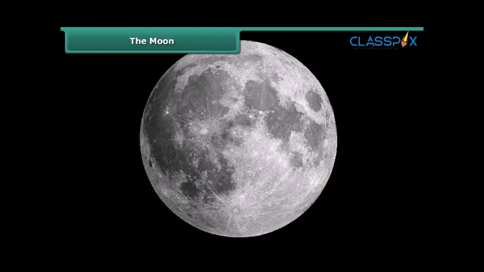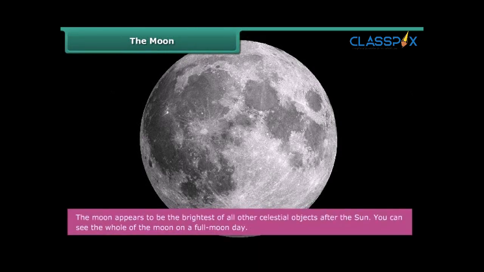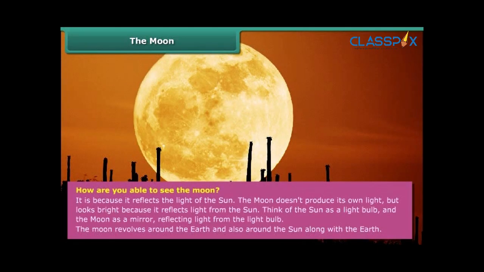The moon. The moon appears to be the brightest of all other celestial objects after the sun. You can see the whole of the moon on a full moon day. How are you able to see the moon? It is because it reflects the light of the sun. The moon does not produce its own light, but looks bright because it reflects the light from the sun. Think of the sun as a light bulb and the moon as a mirror, reflecting light from the light bulb.